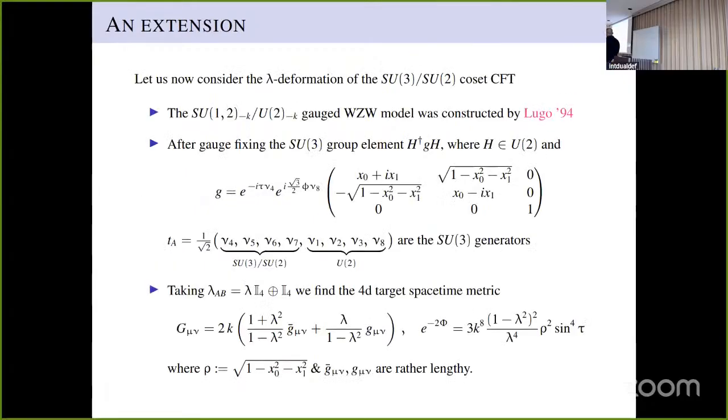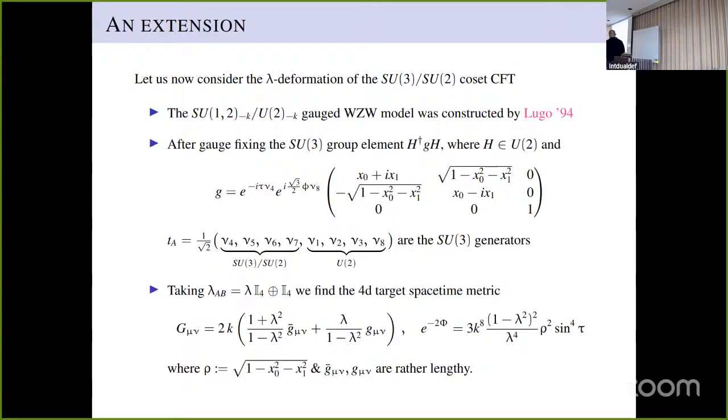So, an extension. Let us start now with the lambda deformation of a symmetric coset, the SU3 over SU2. For the conformal case, this was done for the non-compact version by Lugo in '94. This was the gauged Wess-Zumino-Witten model. Here, following this work, we can get a fixed-value-free model and write it like that, H belonging to U2, and the G takes this form, the G of the coset.